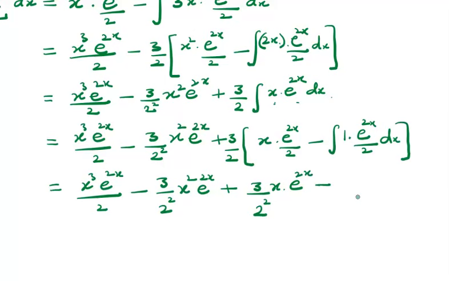So plus 3 by 2 minus 1 by 2, I can write minus 3 by 2 square. So when you multiply this 3 by 2 with this term, and what is the integration of e power 2x? It is e power 2x upon 2. So finally we get rid of this integral sign, and that will be it.